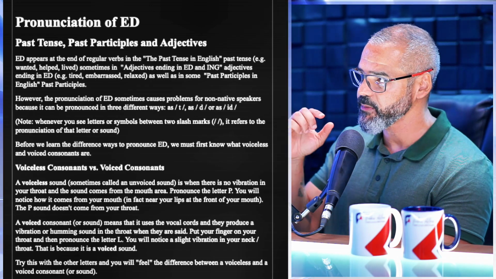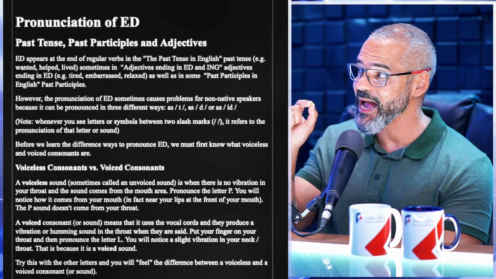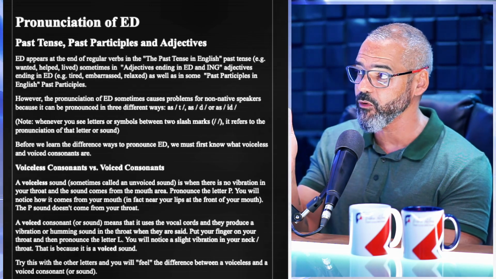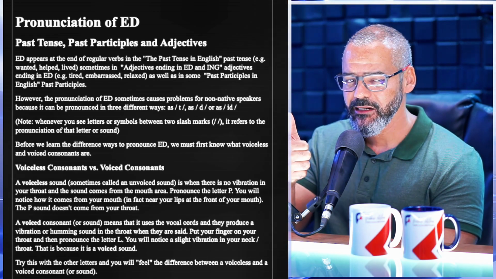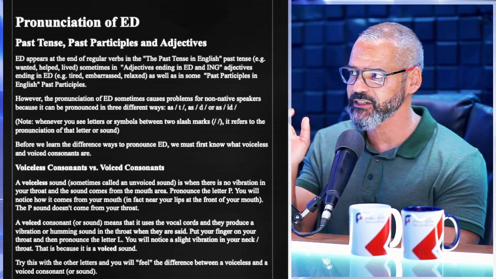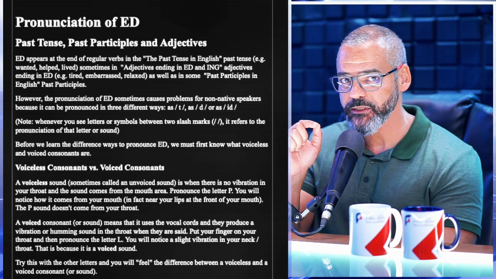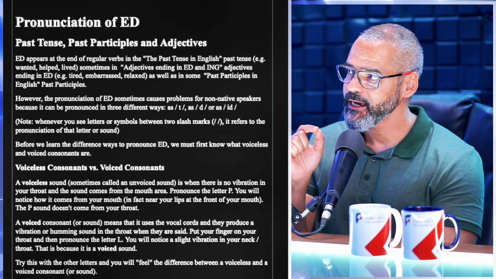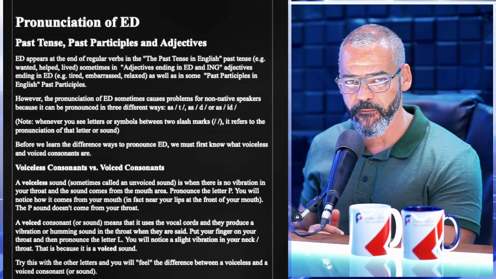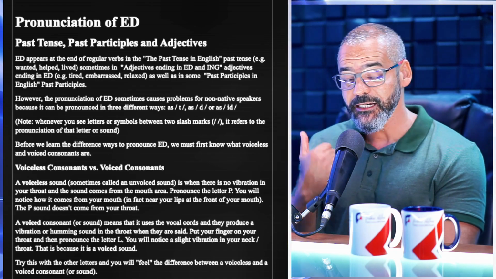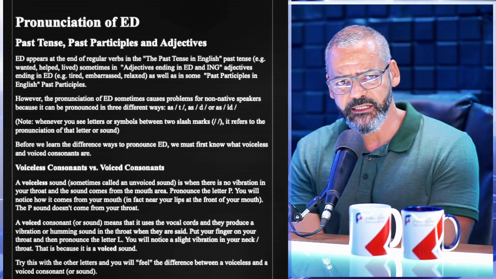And I'm going to read the first paragraph. Check. ED appears at the end of regular verbs in the past tense in English. Past tense. Example, wanted. I'm going to say it again. Wanted. It's important for you now to see the differences between them. Wanted. The second one is helped. Helped. And the last one, lived, for the past tense. The simple past, regular verb in the past. Sometimes in adjectives, in ed and ing, but here we focus on basically ed.